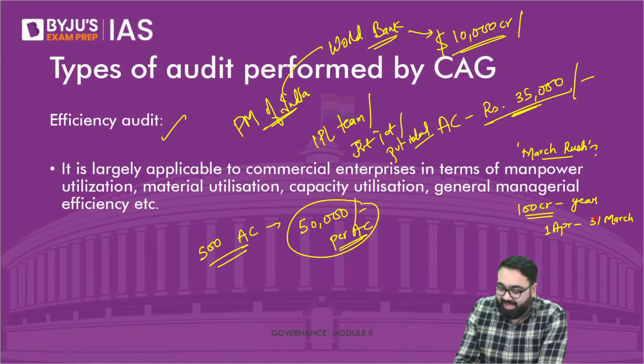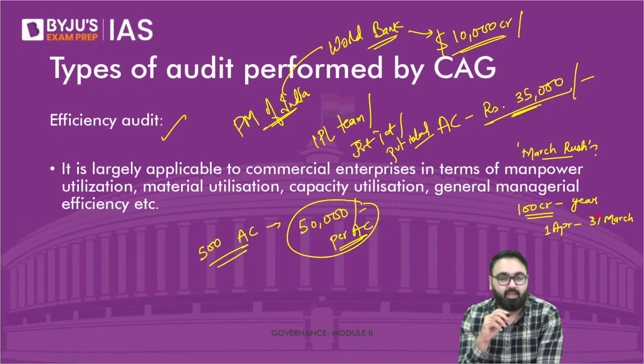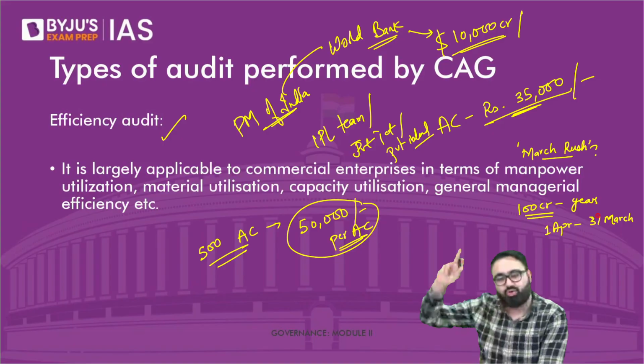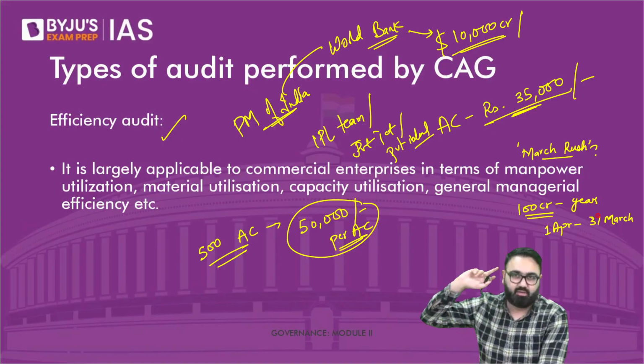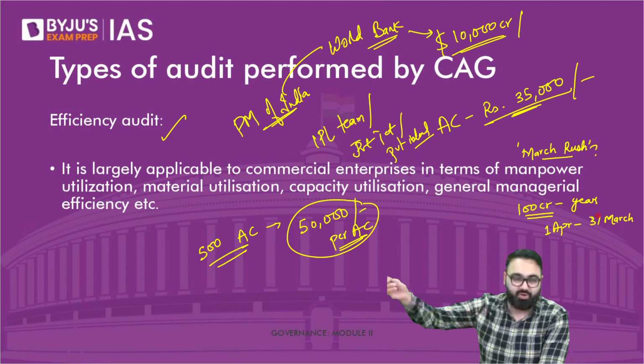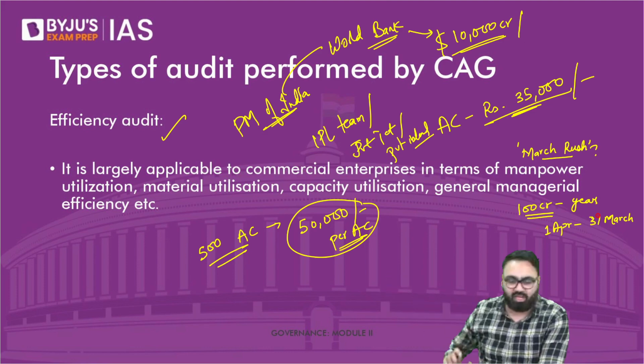Now, if any money is remaining, if out of the 100 crore, let's say 20 crore is remaining, not spent, it will go back to the Consolidated Fund of India. It doesn't get carried over to next year. It goes back to the Consolidated Fund of India. This is called the rule of lapse.